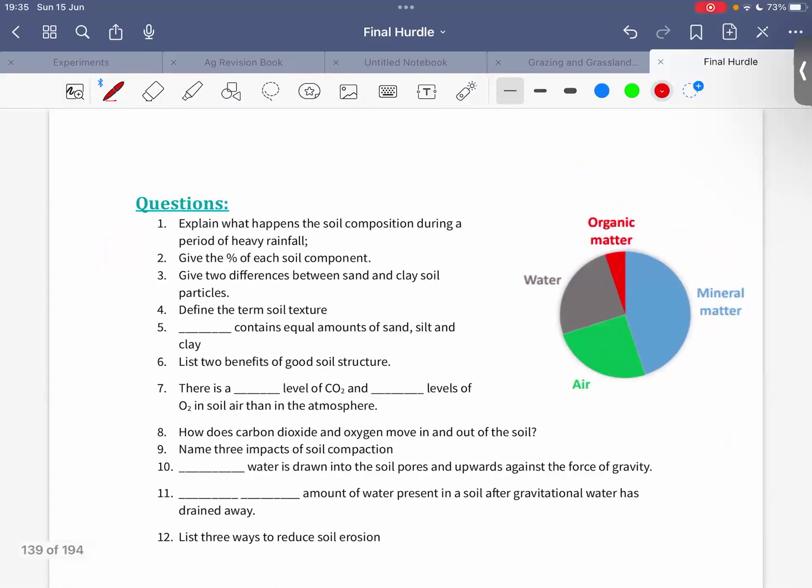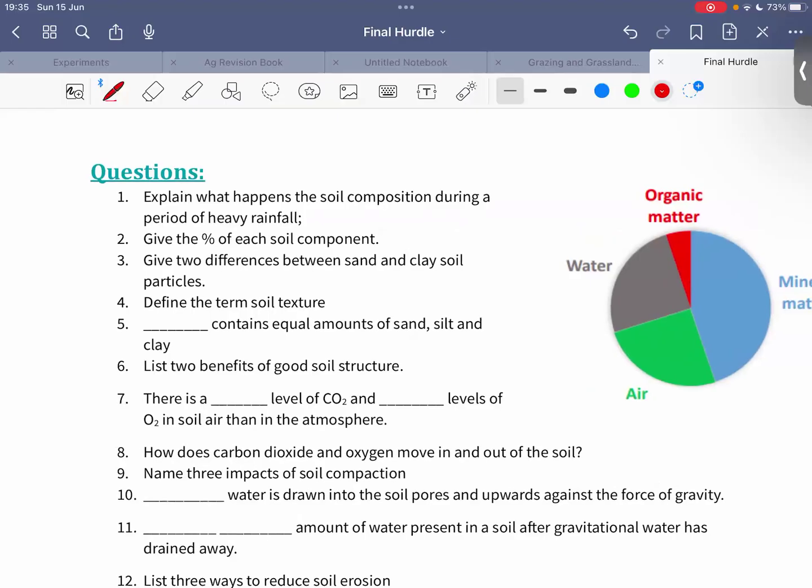Right, very quickly, lads. What happens to soil composition during a period of heavy rainfall? When you min-till the whole time, do you get a plough pan? No, if you min-till, you're not ploughing, you're just drilling the seed in. So during heavy rainfall, water increases and the air is going to decrease. Brilliant. Give the percentage of each.